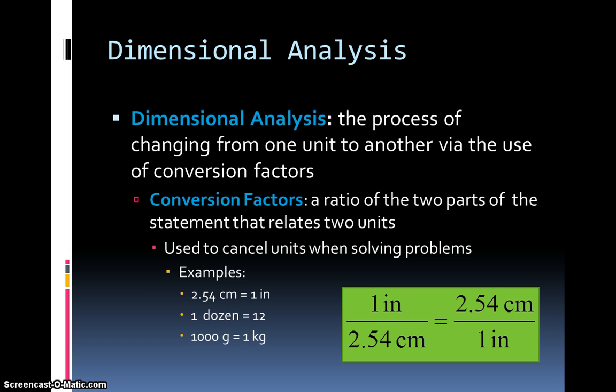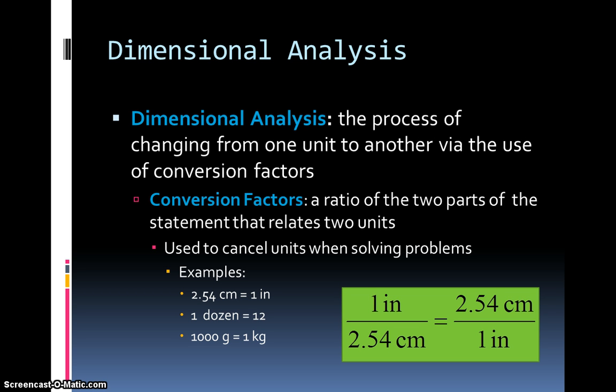So just like we saw with our metric conversions, we could go between those prefixes using the King Henry died by drinking chocolate milk method. If we knew how far apart our prefixes were, we could use that power of 10 to convert from one unit to another. And that is simply dimensional analysis.